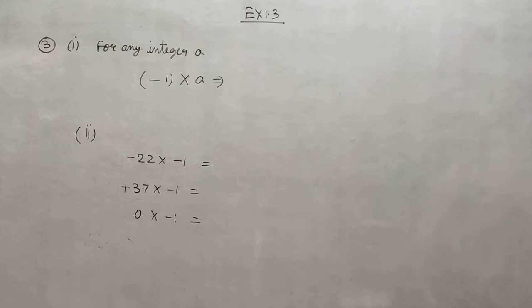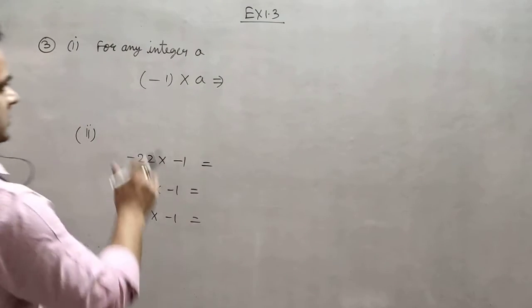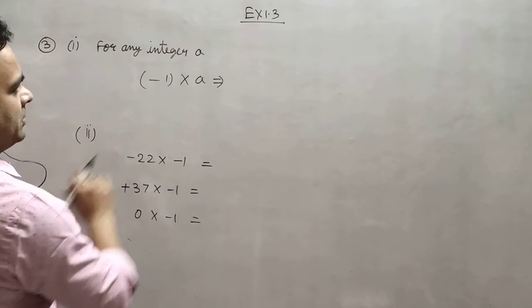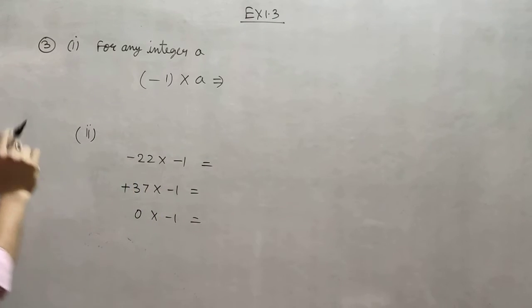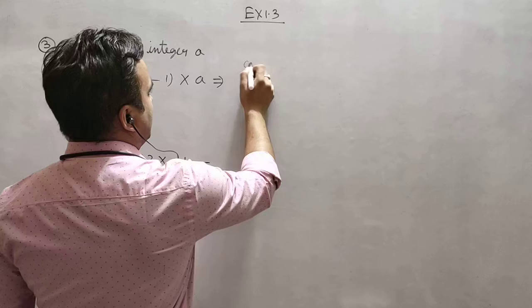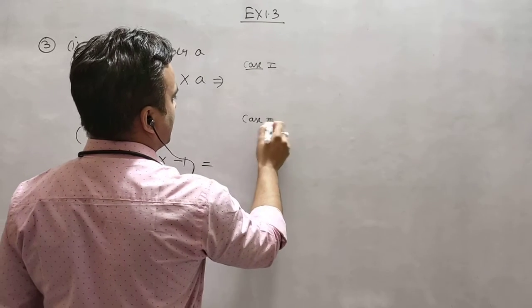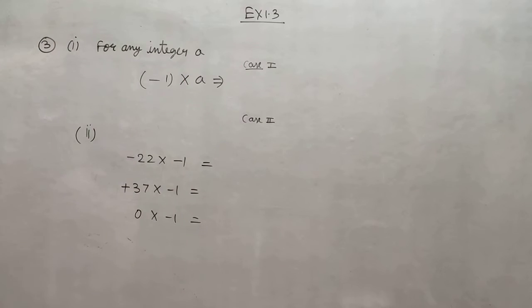In this case, we have to understand that integers can be positive and negative both. So what will we get after multiplying minus 1 with this a? First of all, we will see that there is case 1 and case 2. Why am I writing case 1 and case 2? Because a can be in two forms.